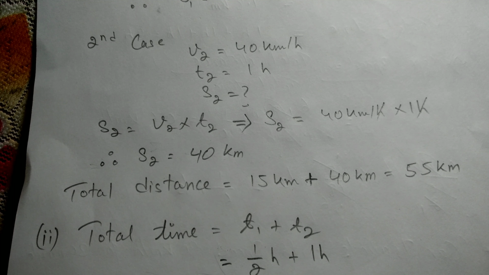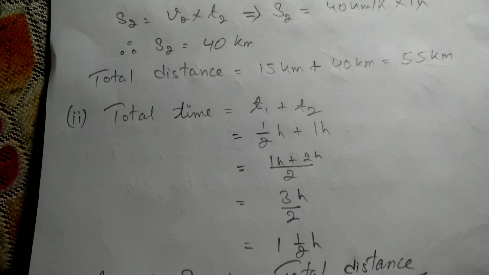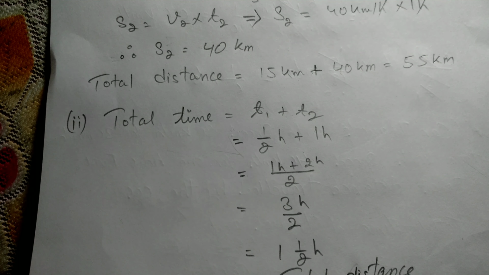Then we are supposed to find the total time. To find the total time is very simple, because it is given in the question itself. The first time was half hour and the second time was 1 hour. When I add them I should get 1.5 hour, but I have done the calculation by finding out the LCM, and I am getting 1.5 hour. Now this is number 2.